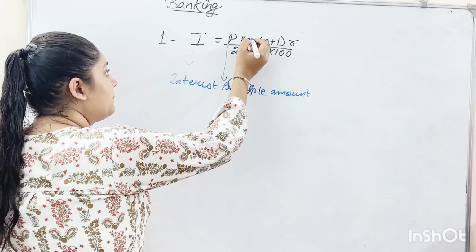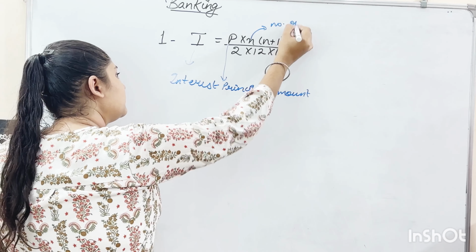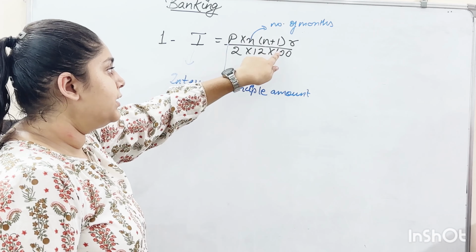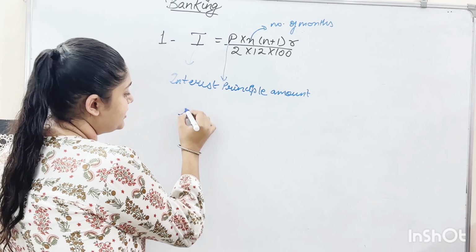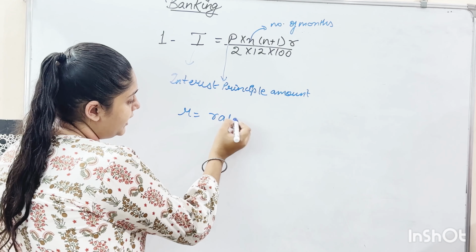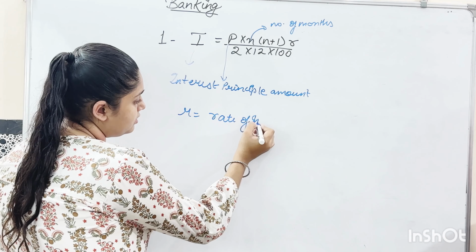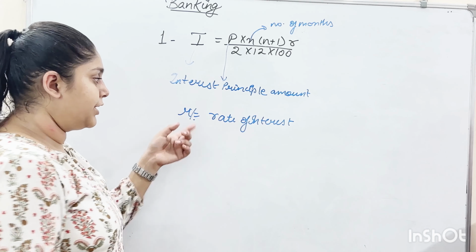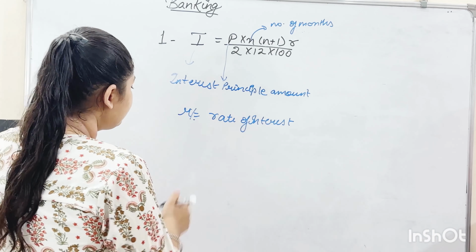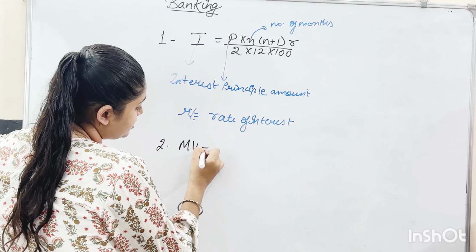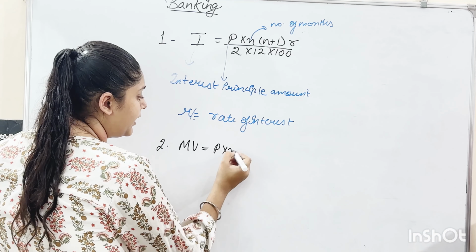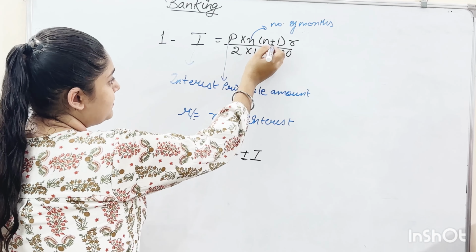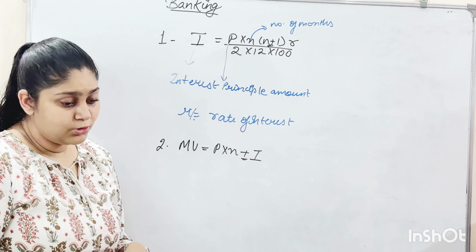N stands for number of months, N plus 1, and R stands for rate of interest. That is the percentage of rate of interest, whatever it comes. The second formula is MV equals P into N plus I. You have to remember it's plus. Over here also it's plus. Clear? You need to know that.